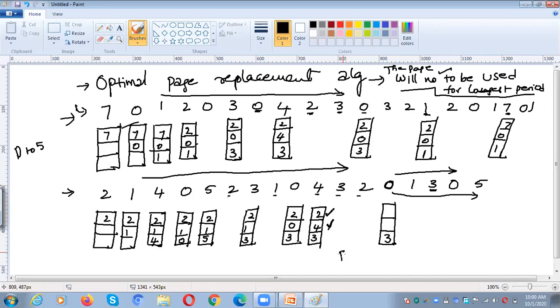That means at that time you need to check for the FIFO. Did you get my point? Yes, ma'am. So coming to FIFO, in the 2 and 4, 4 is not there. So we need to go according to the reference.